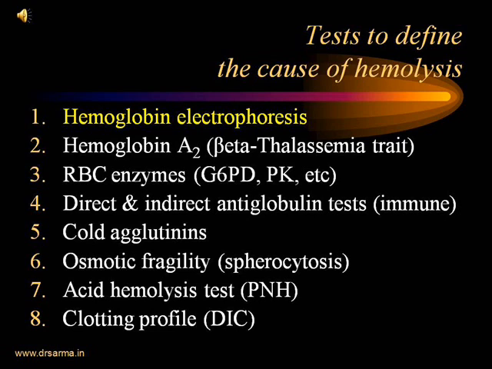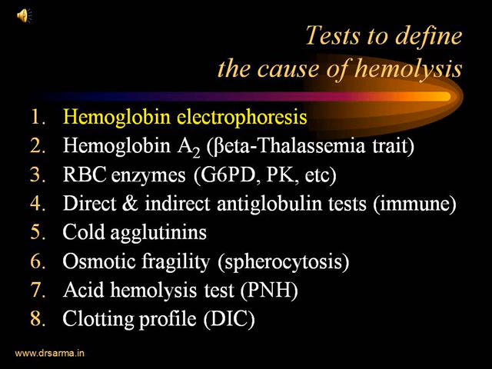Hemoglobin electrophoresis is the most important test. Hemoglobin A2 is seen in beta thalassemia. RBC enzymes like G6PD, pyruvate kinase, etc. are estimated to find out some causes of hemolytic anemia.